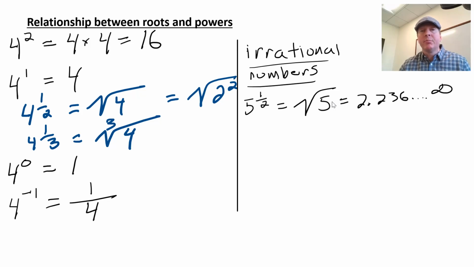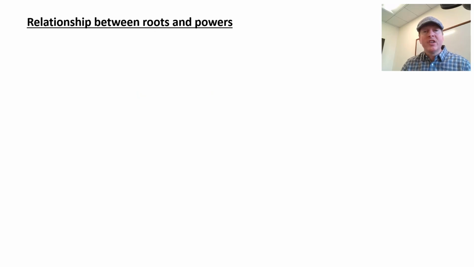So that's an irrational number. The number of decimal spaces goes off into infinity. And we can round this too. So I could say the square root of 5 is approximately equal to 2.2. On that subject, there are a few square roots that are really worth memorizing that are irrational numbers.